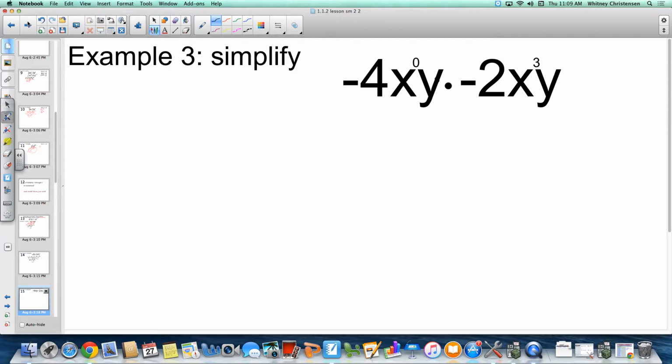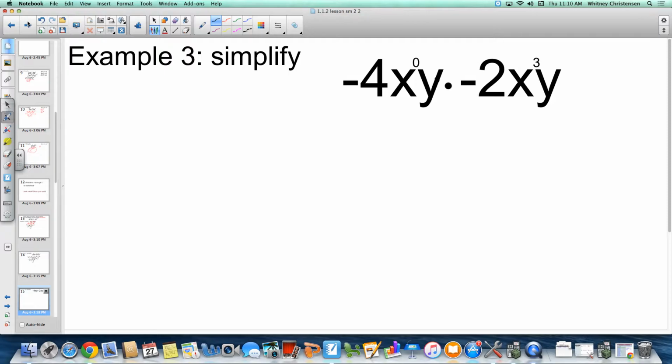We have -4. This is the one I skipped, and then everybody was getting them wrong, so I have to talk about it. -4, x to the 0, y, times -2, x cubed, y. Yay. This is the trickiest one we've seen yet. But we know properties of exponents, and we'll use them.